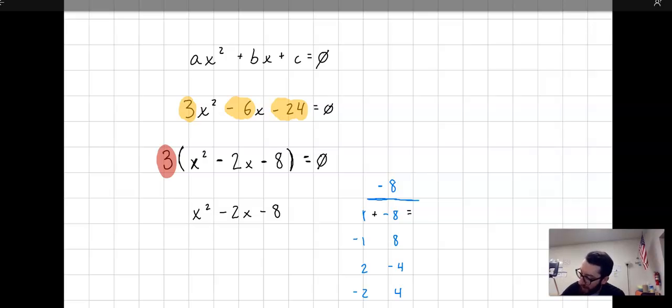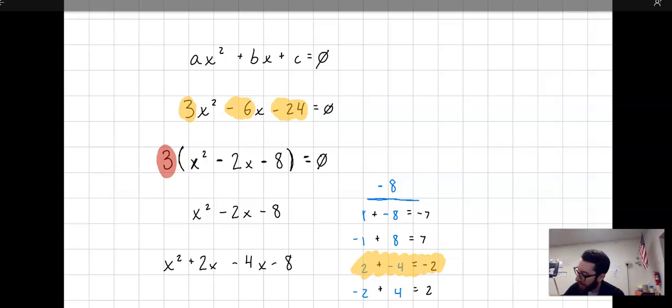Let's see, 1 plus -8 is -7. -1 plus 8 is 7. 2 plus -4 is -2. And -2 plus 4 is 2. Since my b value was -2, I'm going to use 2 and -4 to break this up. So I can rewrite this as x squared plus 2x minus 4x minus 8.